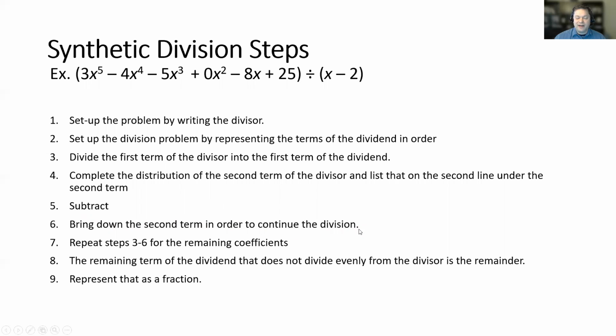And even though we say bring down, it's really just what's the computation. We just wanted the same familiar language from long division to set up that synthetic division. But the truth is, it's really just what's remaining, right? What's the difference? We repeat those steps for all the remaining coefficients. And then the remaining term of the dividend that does not divide evenly into this divisor, that's the remainder. We can represent that as a fraction, like in the example is 1 divided by x minus 2. So those are the steps that we came up with.